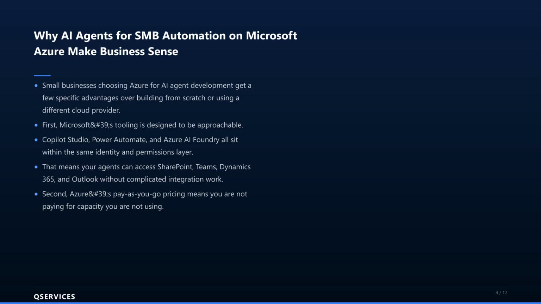Second, Azure's pay-as-you-go pricing means you are not paying for capacity you are not using. A small business running agents that process 200 invoices per month pays a fraction of what a large enterprise pays. Third, Microsoft has invested heavily in making AI agent orchestration accessible to non-technical users. Many of the building blocks are low-code or no-code, which matters when your team does not include dedicated developers. According to Microsoft's 2025 Work Trend Index, 75% of knowledge workers now use AI tools at work, and the businesses seeing the strongest productivity gains are those that moved beyond single-task AI to agents handling end-to-end workflows.